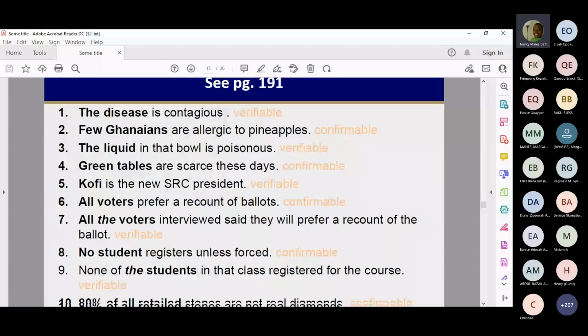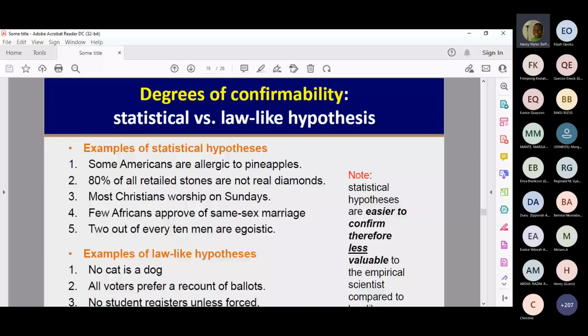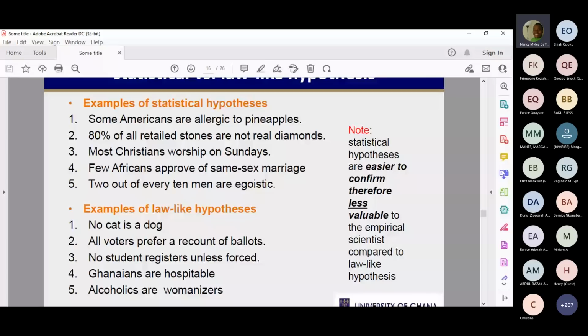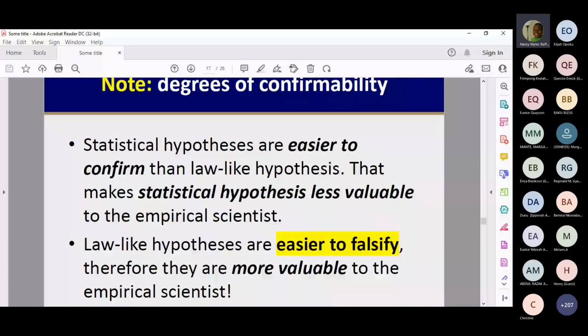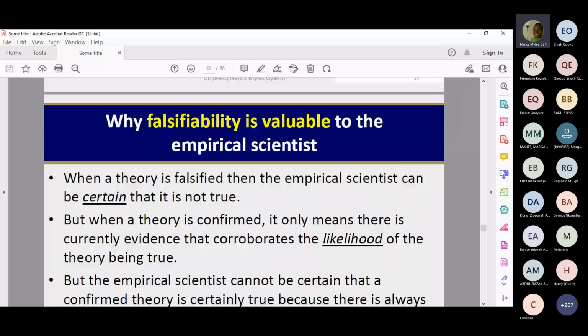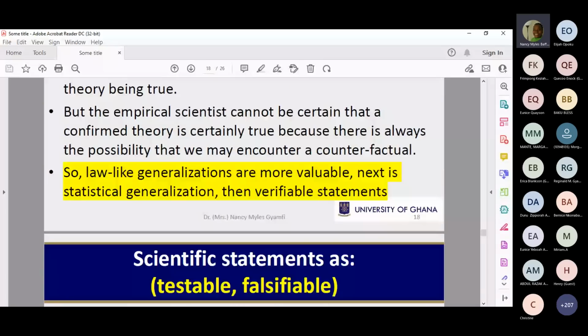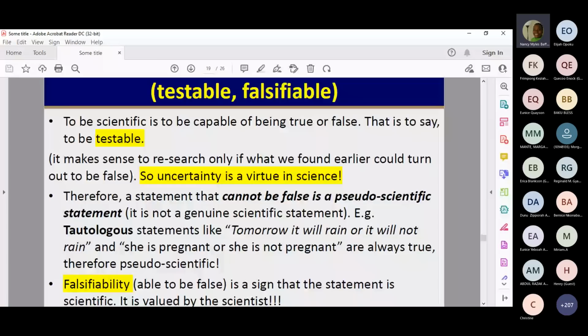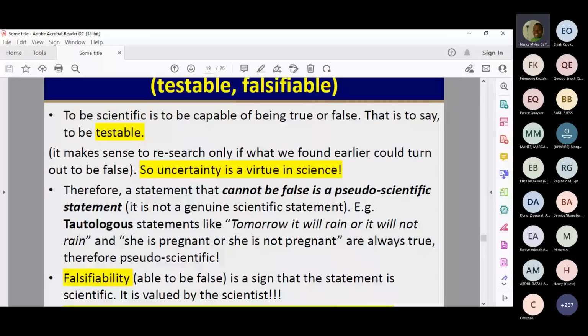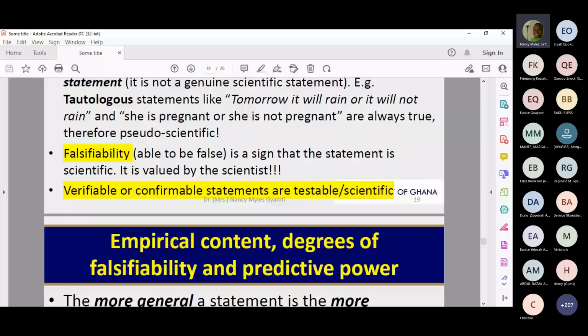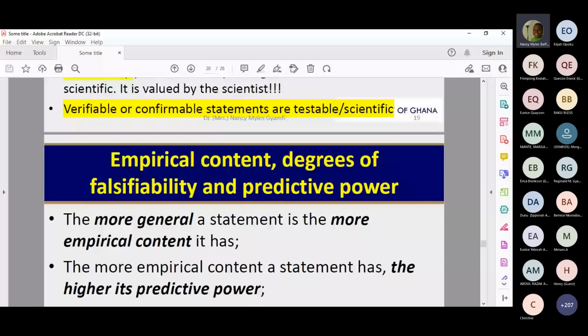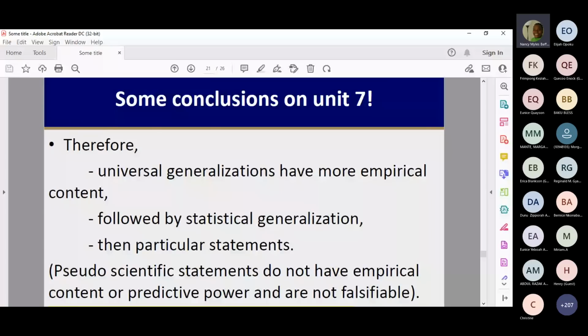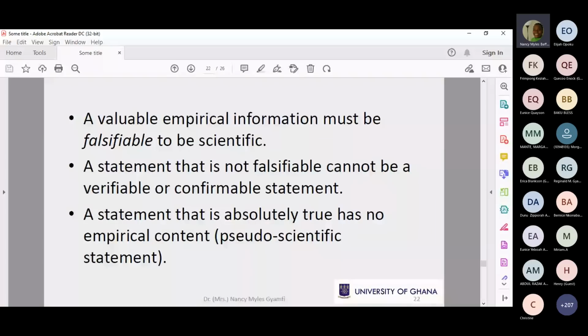Then we practiced some particular examples to help our understanding, to take us to degrees of confirmability. On your screen, we saw statistical versus law-like hypothesis and which one is of more value to us. We built it on to even connect to empirical content, predictive power. We showed scientific value, testability, and falsifiability as necessary to a statement being scientific. That's why if one doesn't have it, we say the person is being pseudo-scientific. And then we concluded: a valuable empirical information must be falsifiable. We said all that. We did the example.